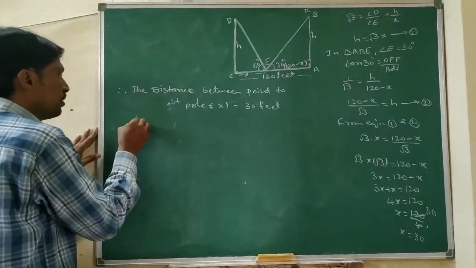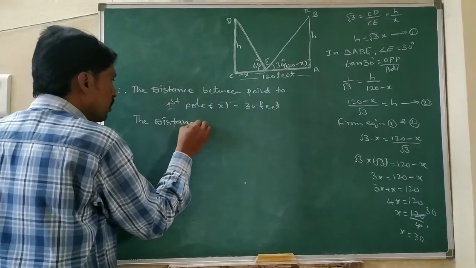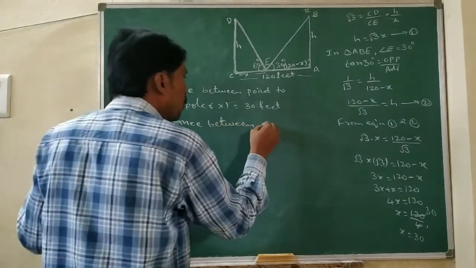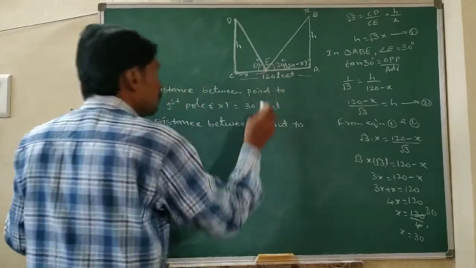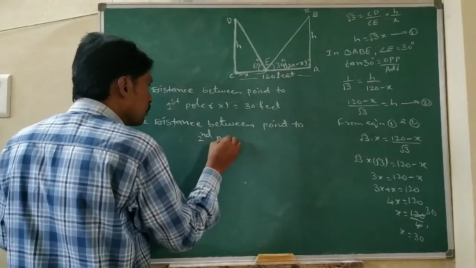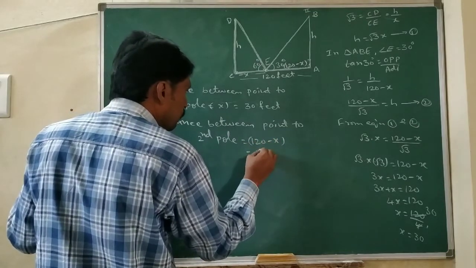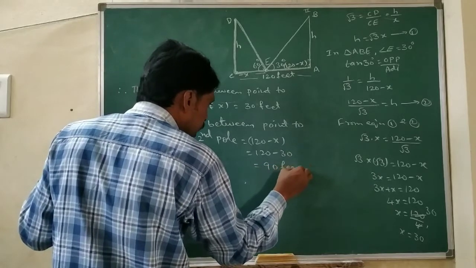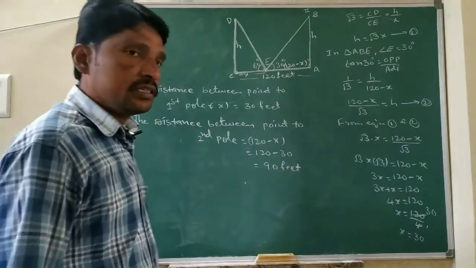For the second pole, I also have to find the distance between the point and the second pole. That is 120 minus x, that equals 120 minus 30, that equals 90 feet. So now we got the distances.